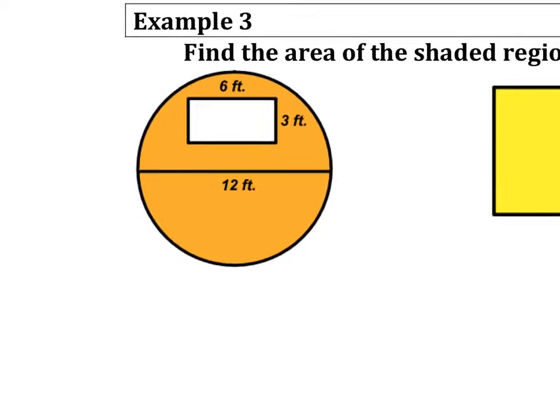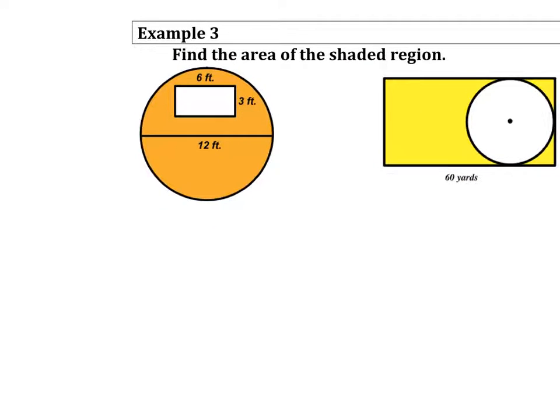Now we're going to find the area of the shaded region. And we've tackled these sort of problems before. I think they're actually pretty fun. You just have to know which pieces to put where and if you're going to add or subtract. In the first problem, we have a circle and then inside a blank rectangle. So we actually want to subtract out that blank rectangle.